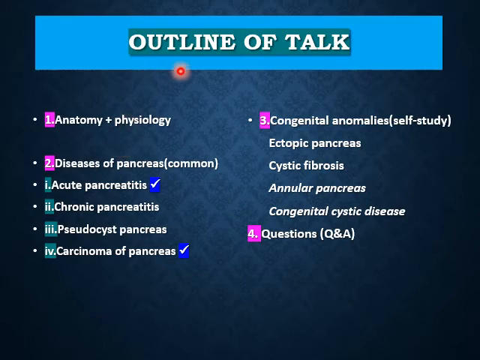Okay, the outline of the talk today is on the important aspects of the pancreas you are expected to know. First, the anatomy and physiology, the applied anatomy and physiology, and the common surgical diseases of the pancreas, which are four of them listed here. You are also expected to be familiar with some congenital anomalies: ectopic pancreas, cystic fibrosis, annular pancreas, and congenital cystic disease. After which we shall then go through some questions on the subject.